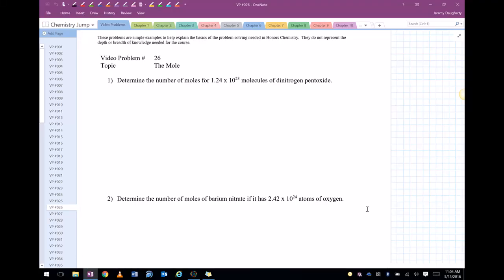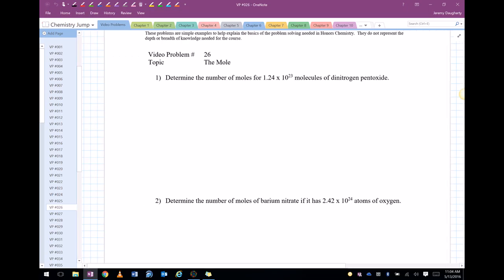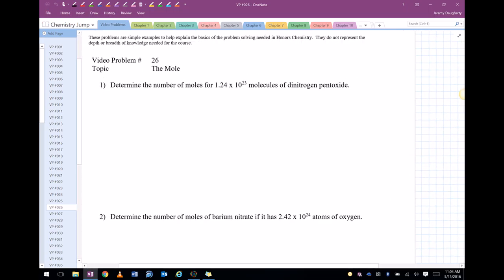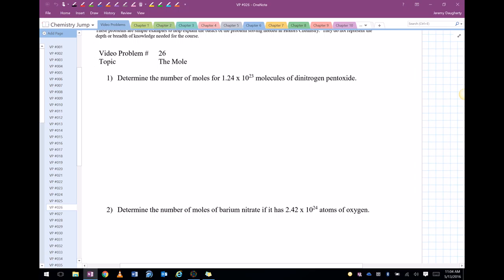Hey, video problem number 26 is over the mole. Let's go ahead and get started here. So determine the number of moles for 1.24 times 10 to the 23rd molecules of dinitrogen pentoxide.